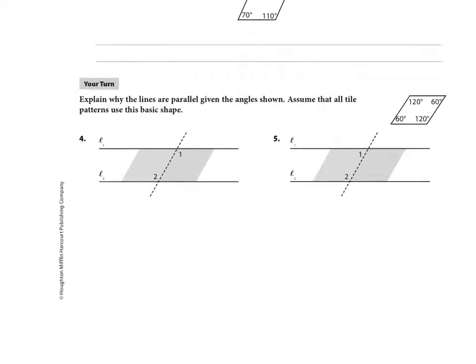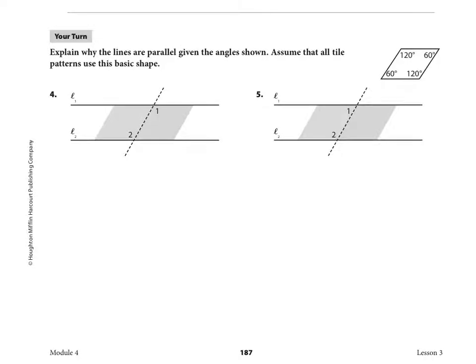And if you turn the next page to 187, and we look down at Your Turn, we're going to do this. It says, explain why the lines are parallel given the angles shown. Assume that all tile patterns use this basic shape. And they're talking about this shape right here. Okay, so angle 1 is 120 degrees, and angle 2 is also 120 degrees.